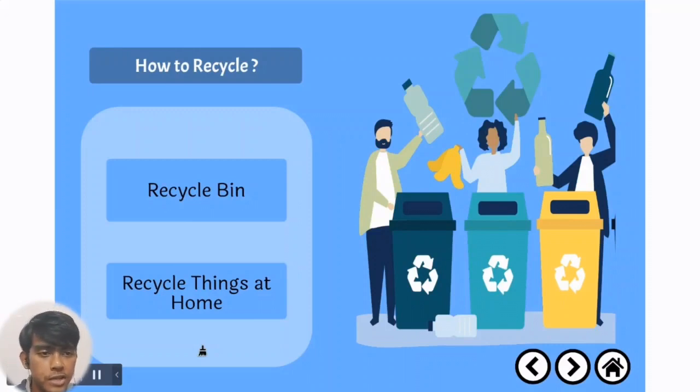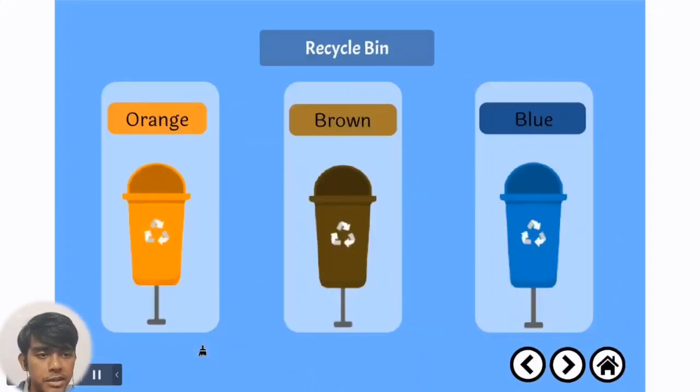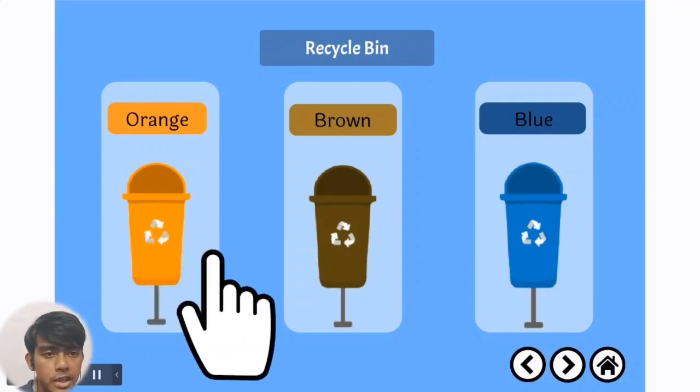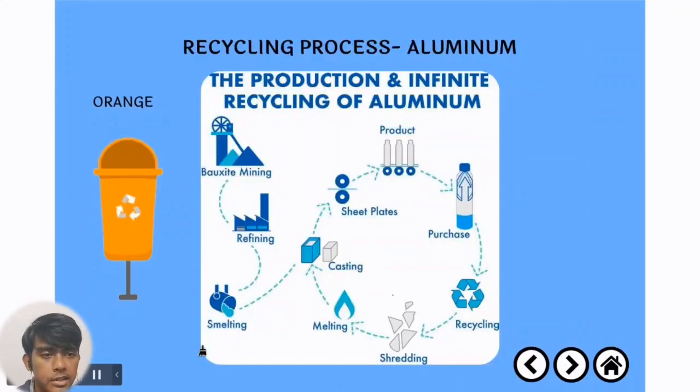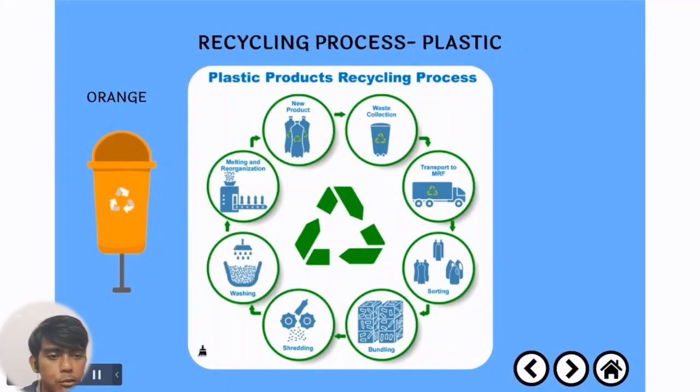When the user chooses the recycle bin button, the screen will display 3 types of recycle bin colors, which are orange, brown and blue. When the user clicks the orange recycle bin, the screen will display the items that can be put in the orange recycle bin, for example aluminum can, soft drink can, plastic bag and plastic bottle. Next, the screen will show the recycling process of aluminum. The screen will display the recycling process of plastic.